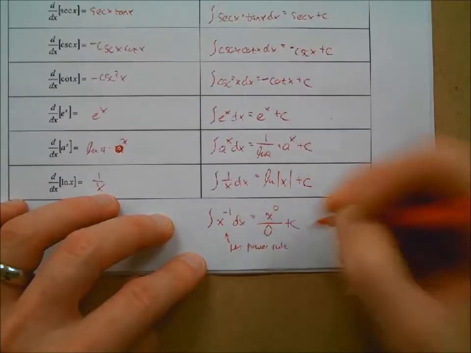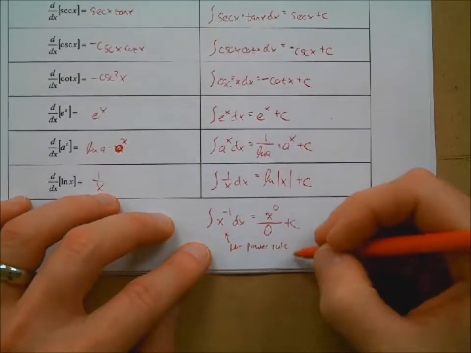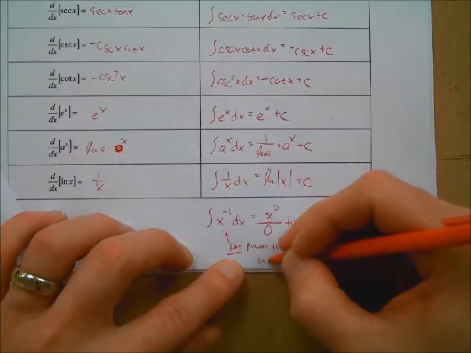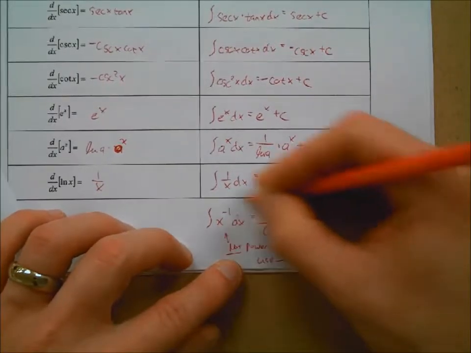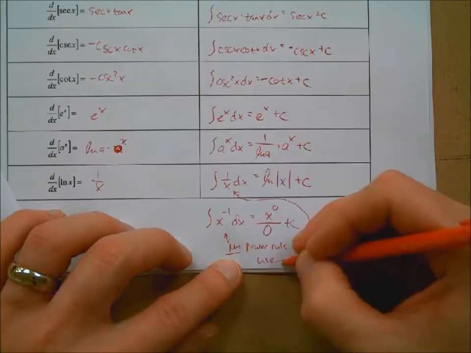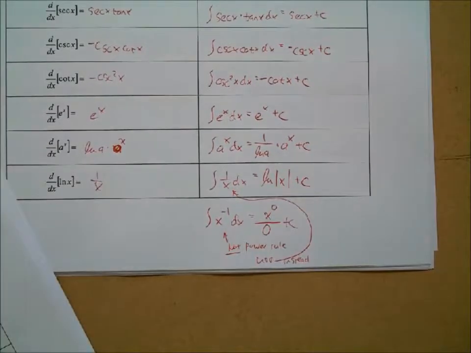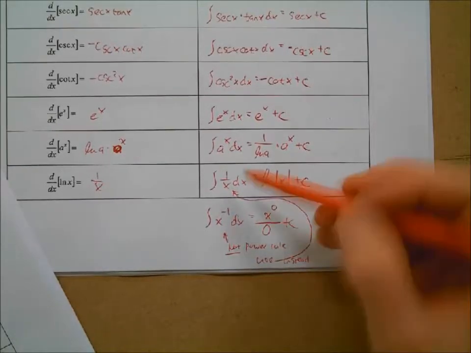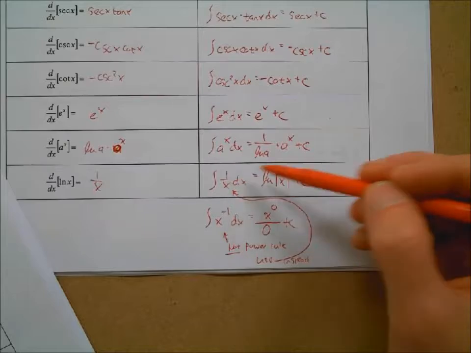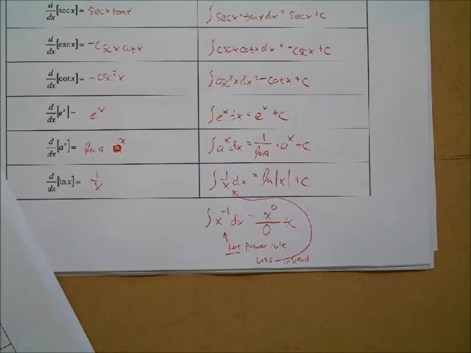Not a power rule. Use that instead. So x to the negative 1, if you try to integrate that using the power rule, you're going to get x to the 0 over 0. But x to the negative 1 is really 1 over x, whose integral is natural log of the absolute value of x plus c. So please be careful with that.